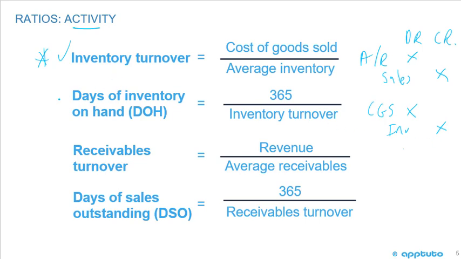Then if we take the turnover, the number that we get there, 365 divided by the turnover, it gives us the number of days, okay? And that's the way that I like to do it. I always like to calculate the turnover first, and then I calculate the number of days.